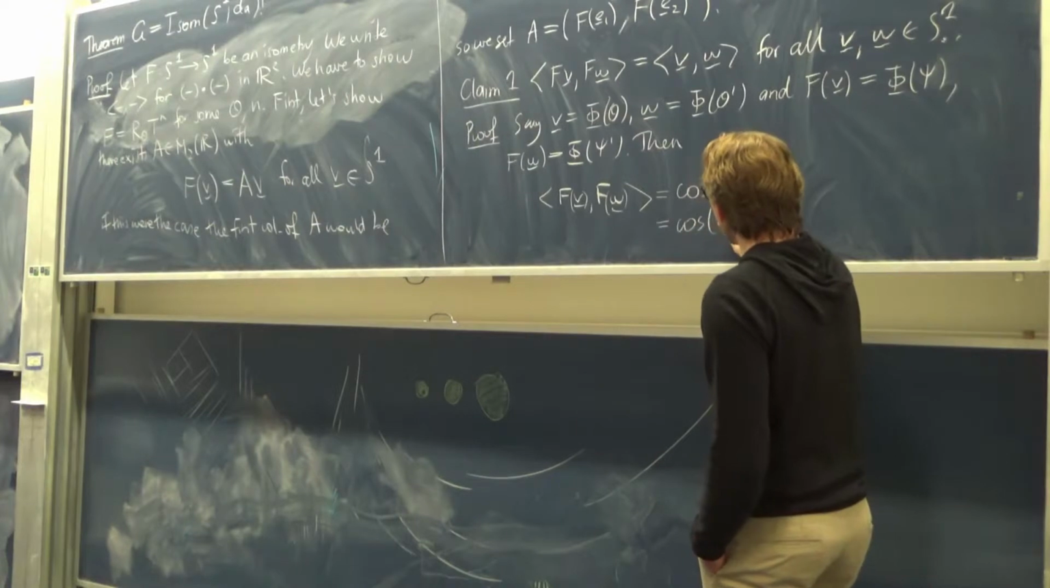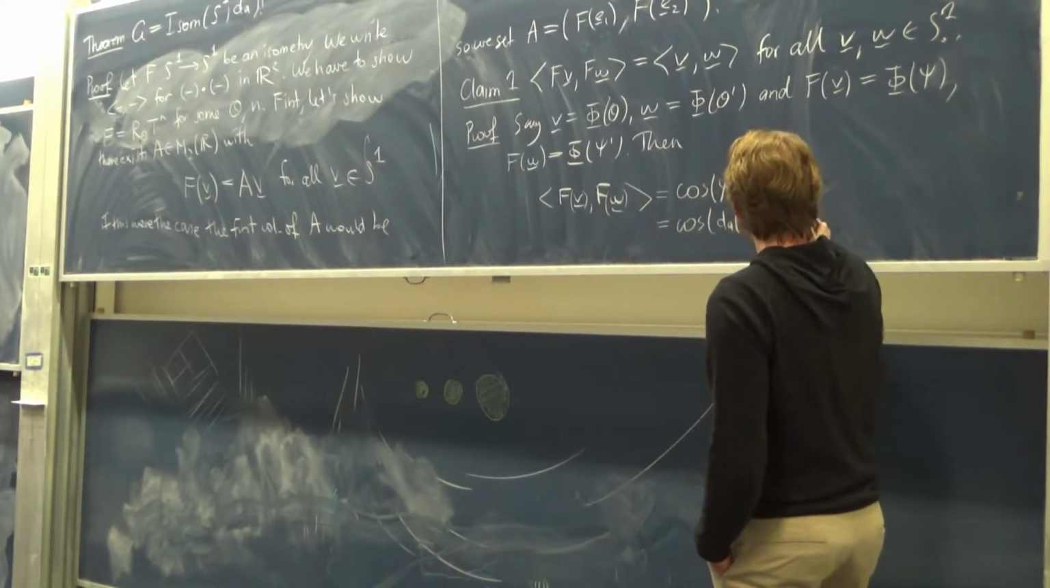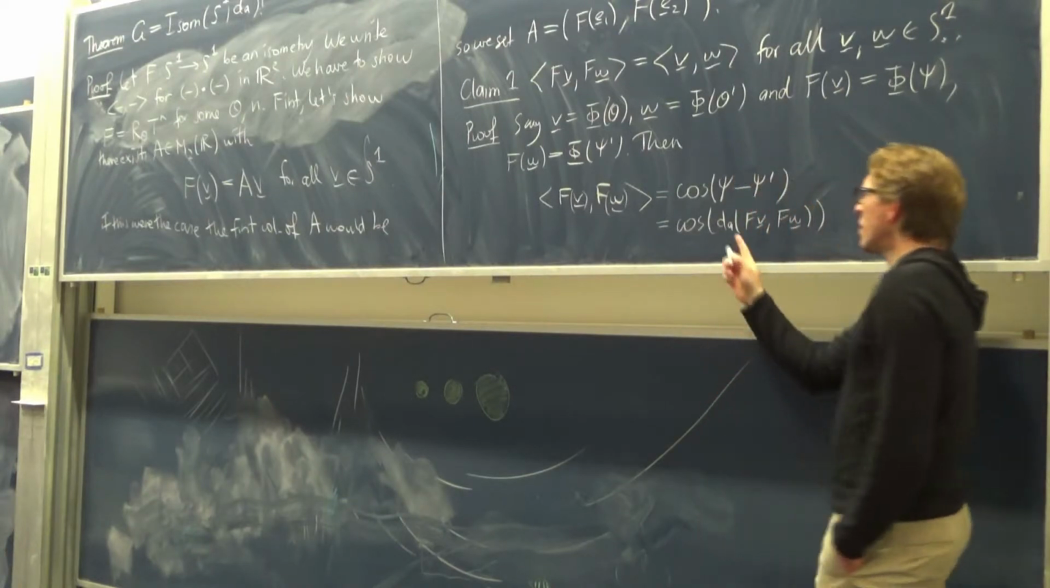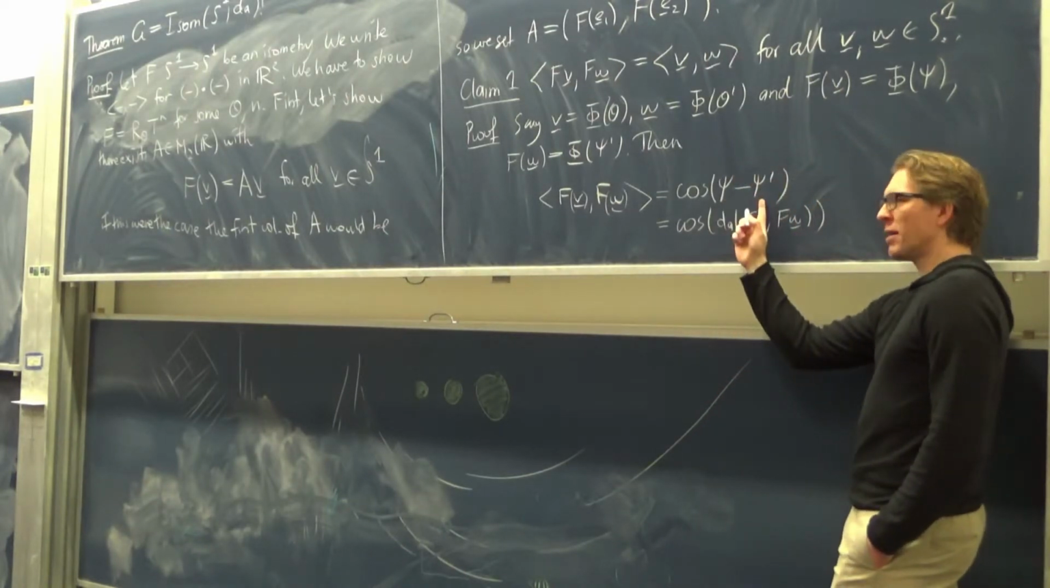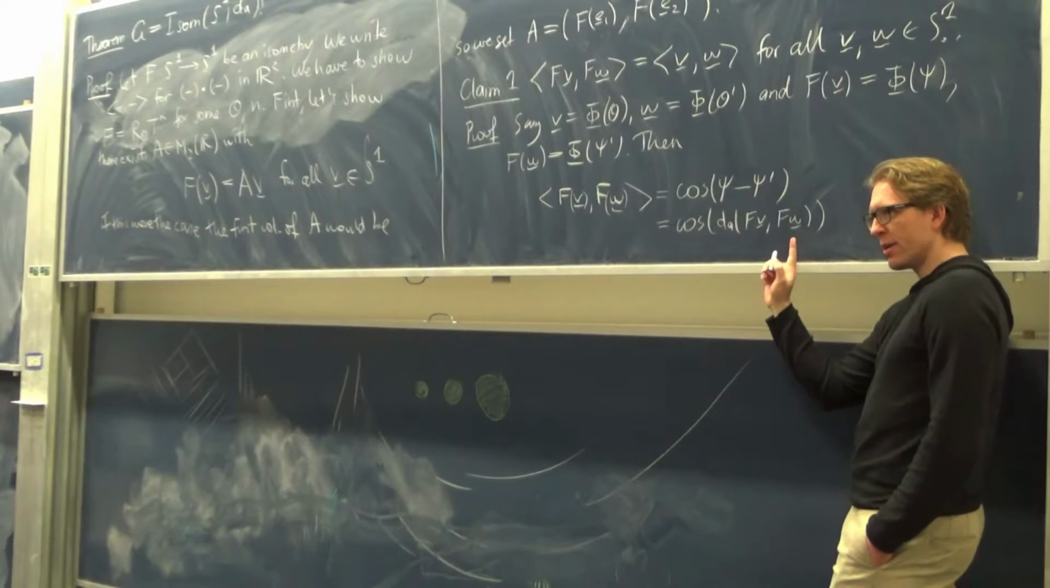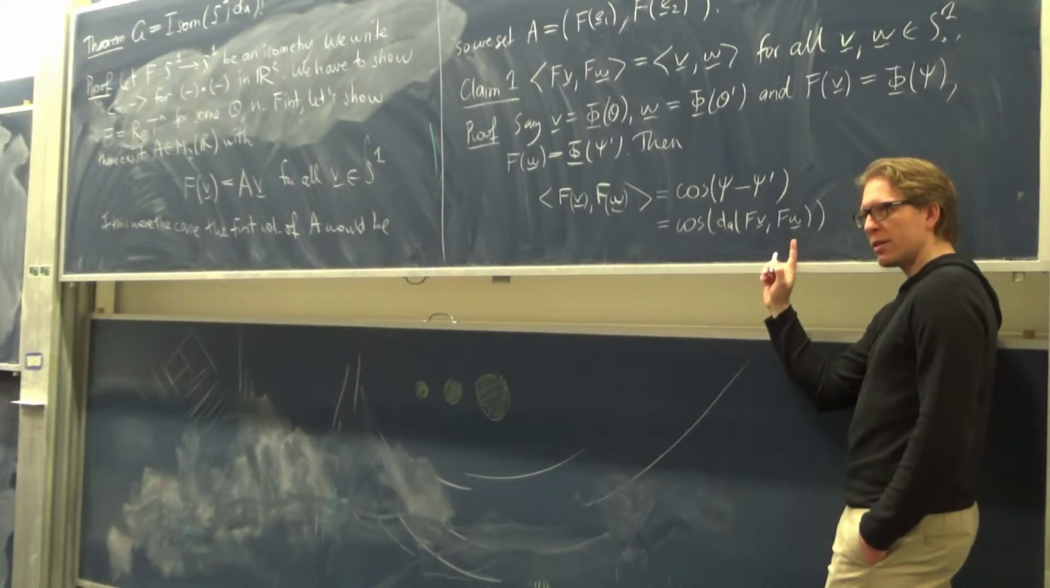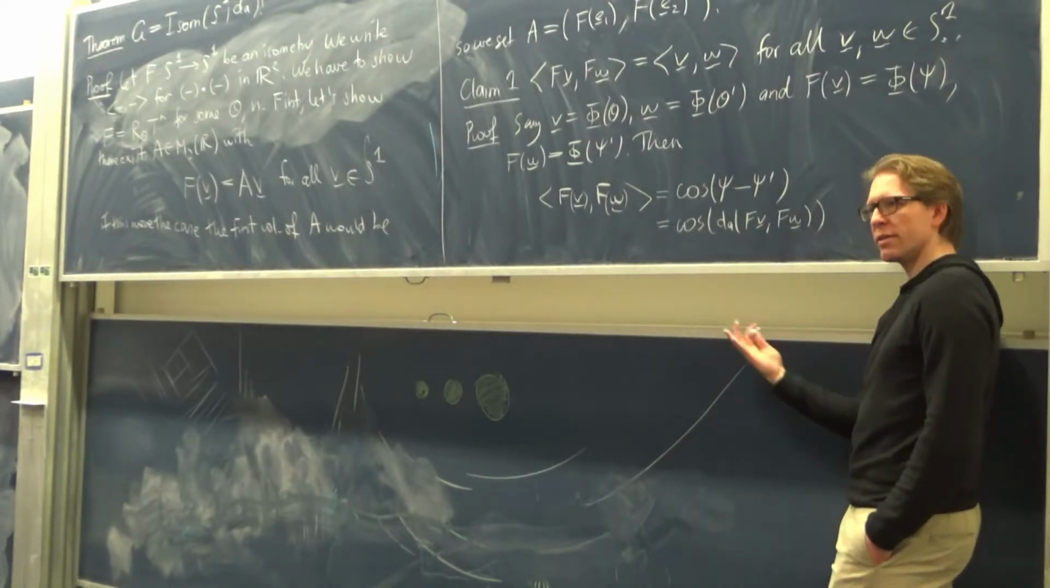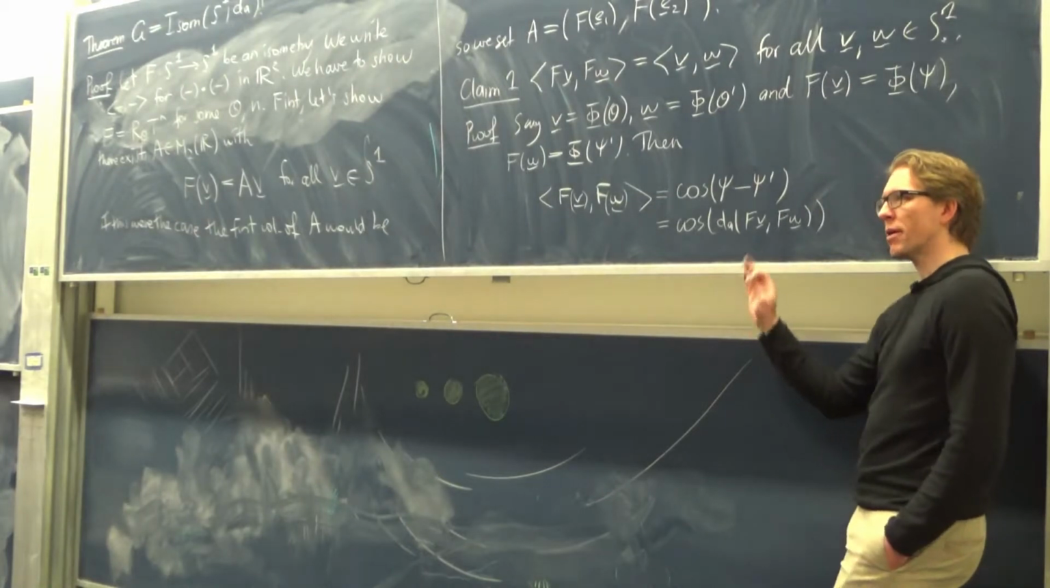But that's cosine of the arc distance between Fv and Fw. Right? The arc distance was either the absolute value of this, or it was 2 pi minus the absolute value of that. But if I stick either of those numbers into cosine, I get the same thing out. Right? So this is correct.